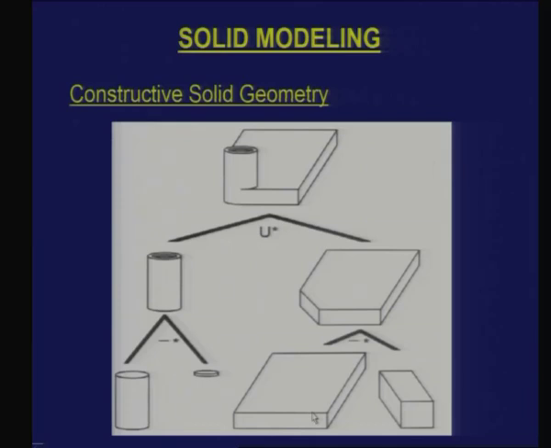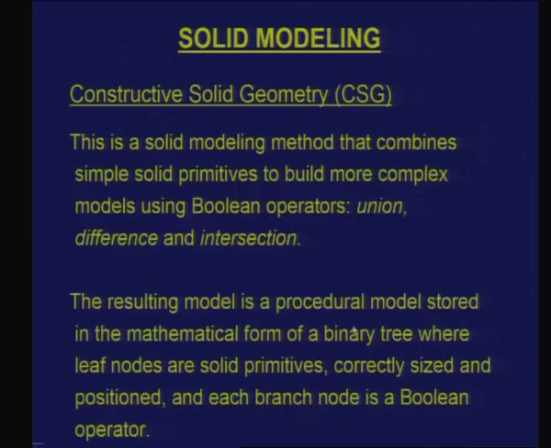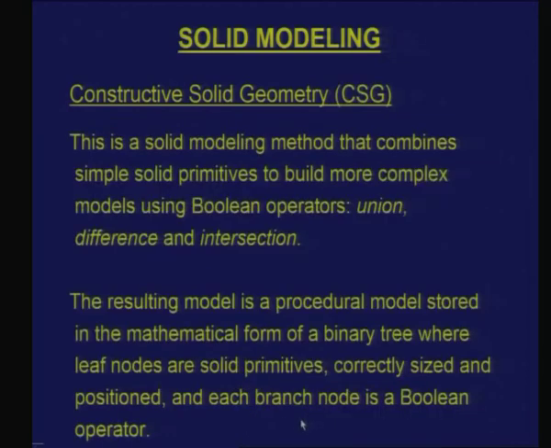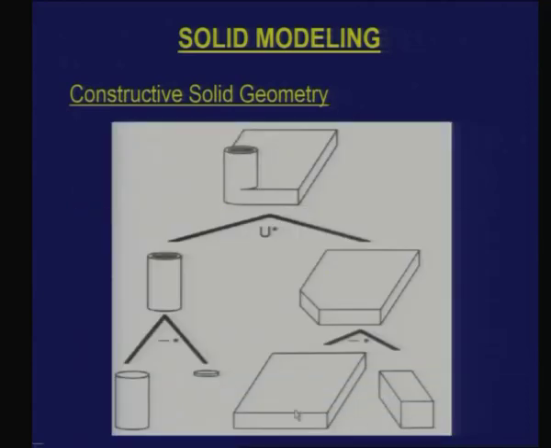So if I look back, the resulting model in a CSG is a procedural model, where the representation is in the form of a tree. This is a tree-like structure where all the branch nodes are Boolean operators, whereas primitives are the leaf nodes. Like all the leaf nodes which you see are the primitives, whereas the branch nodes are all the Boolean operations which are happening. So using these two combinations, I can build more complex objects.